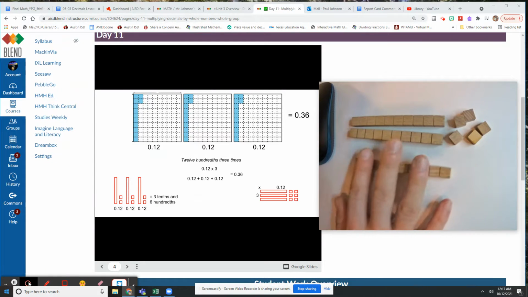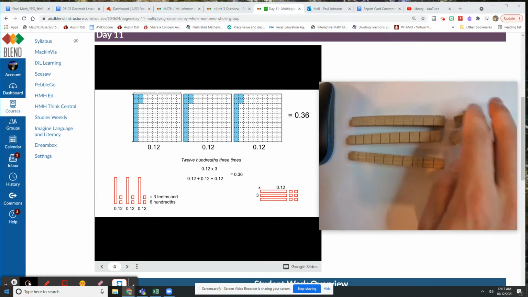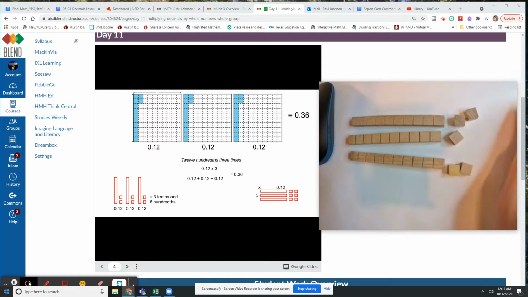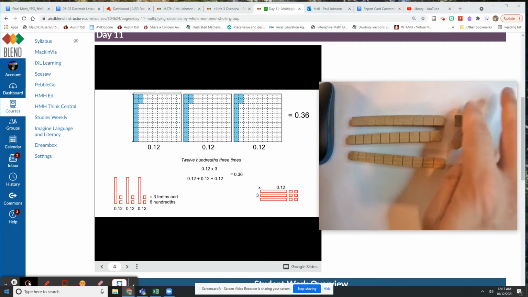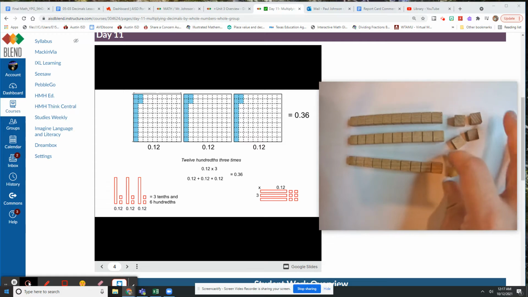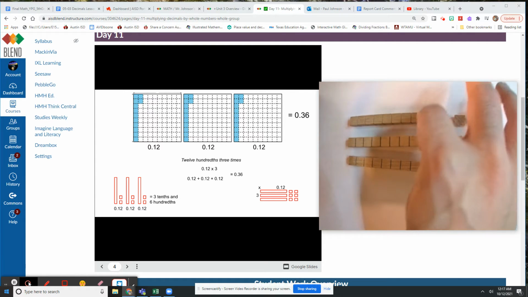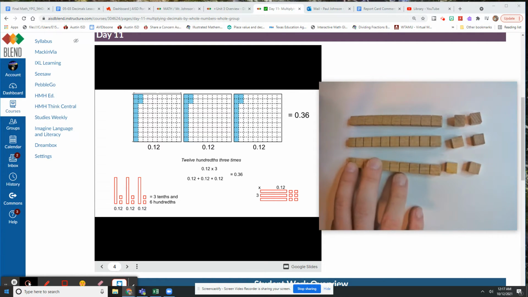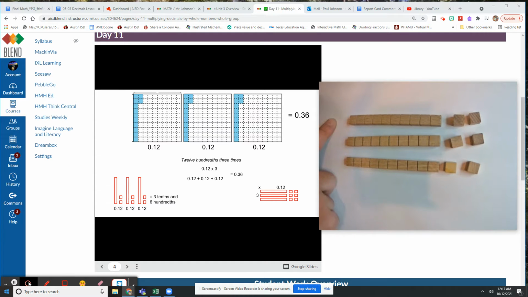I just wanted to go ahead and create that array that they're showing there in the bottom right hand corner. So you're looking at 3 tenths and 6 hundredths together. That's 36 hundredths. But really, what this is, is three groups of 12 hundredths. One group right here, one group right here, one group right here. And if we total it up, that would be 30 plus 6, 36 hundredths.